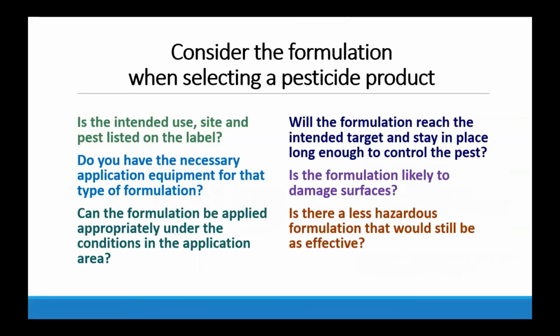Consider the formulation when selecting a pesticide product. Ask yourself the following questions to help you decide if the product is appropriate for your site and pest control situation. Is the intended use, site, and pests listed on the label? Do you have the necessary application equipment for that type of formulation? Can the formulation be applied appropriately under the conditions in the application area? Will the formulation reach the intended target and stay in place long enough to control the pest? Is the formulation likely to damage surfaces? And is there a less hazardous formulation that would still be just as effective?